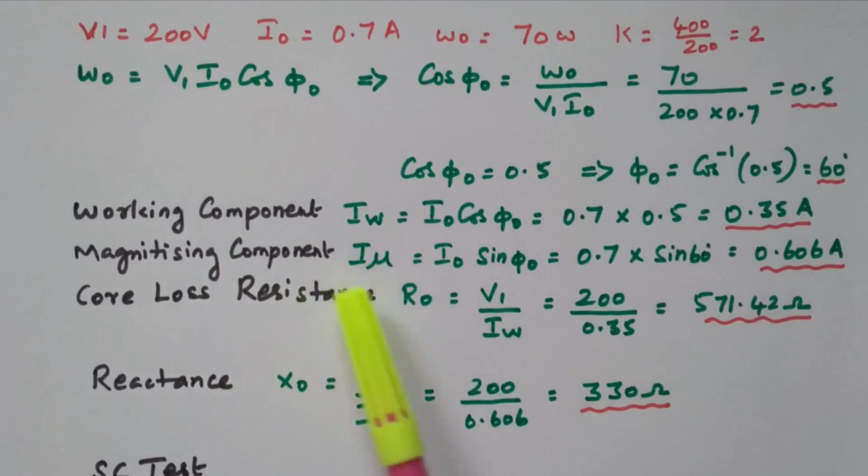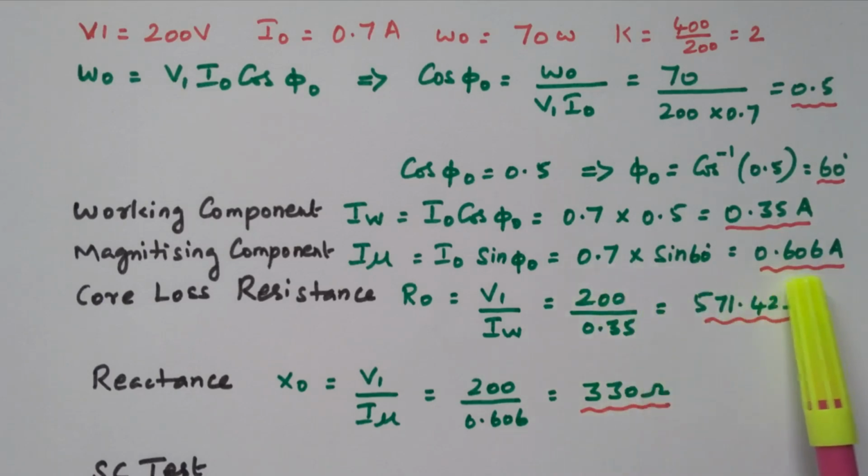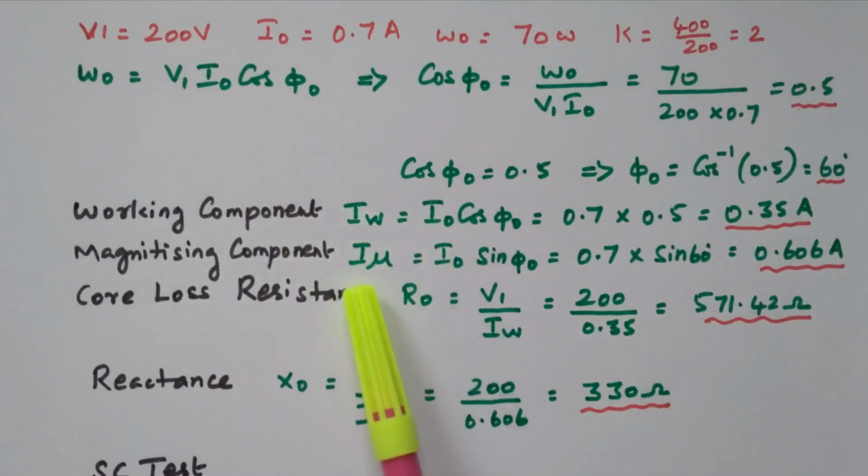Then the magnetizing component I mu equals I0 into sin phi naught. That is 0.7 into sin 60, the phi naught value is 60 degree. So by simplifying we got 0.606 ampere. So now we calculated the Iw value and I mu value, the working component and magnetizing component.